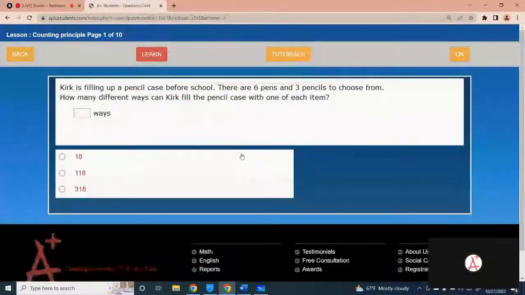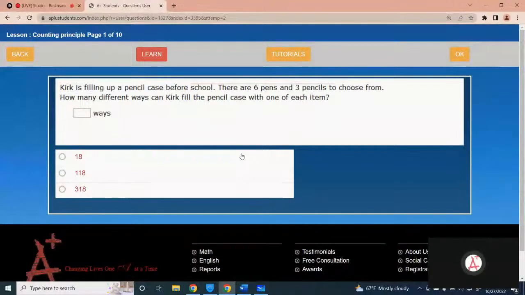Okay, Kirk is filling up a pencil case before school. There are 6 pens and 3 pencils to choose from. How many different ways can Kirk fill the pencil case with one of each item? So you have to multiply the choices. You have 6 and 3.